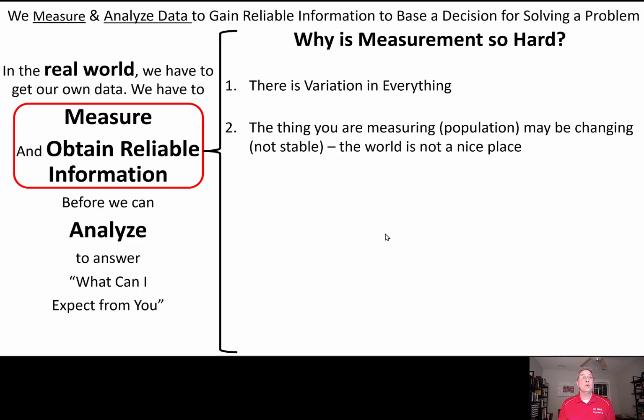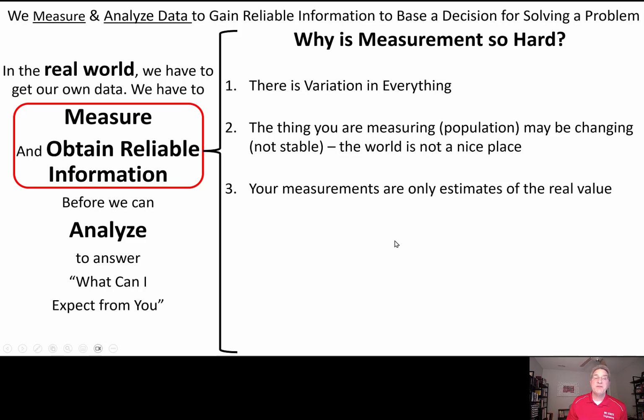I use the phrase, the world is not a nice place. There's lots of things trying to change what you're trying to measure. And if they're changing it while you're measuring and you don't know they're changing it, you're going to think the data is telling you one thing when it's not telling you that at all. So we're going to have to learn how to deal with that. And then the third one is the fact that your measurements are only estimates of the real value. How good of an estimate? It's going to depend upon the design of your measurement system. And again, that's no easy feat.